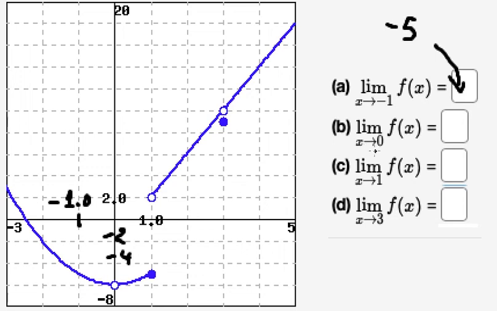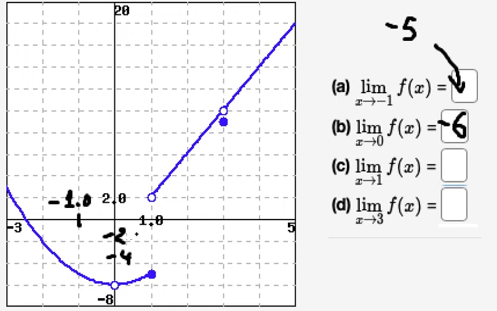As x approaches 0, that should be in here, and that's about negative 6. Even though we don't have the value of this one, because they approach from the left and from the right, in this situation we have negative 6.